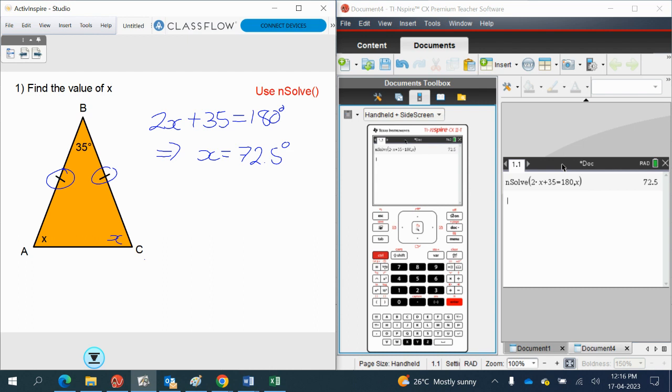How did you get the equals sign? I press the equals button here. There's the equals button.